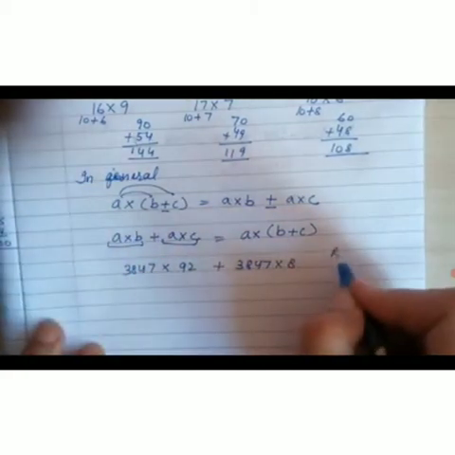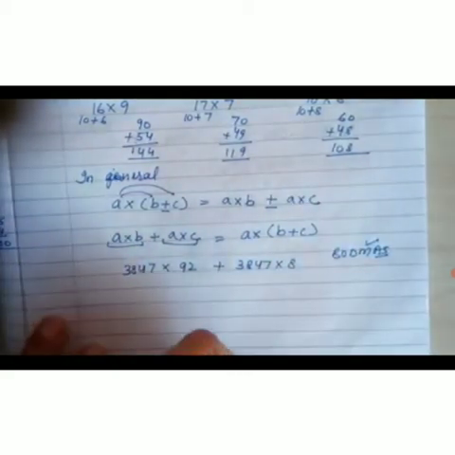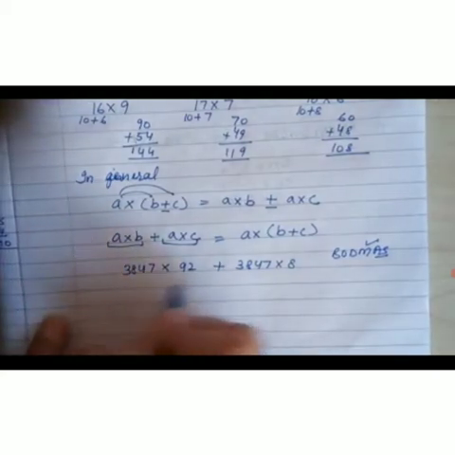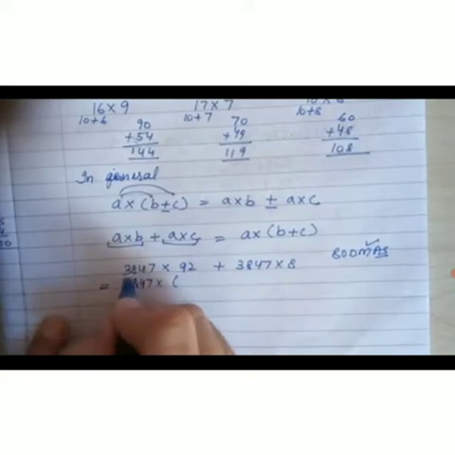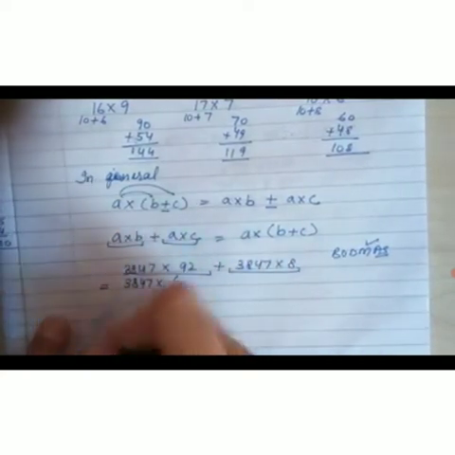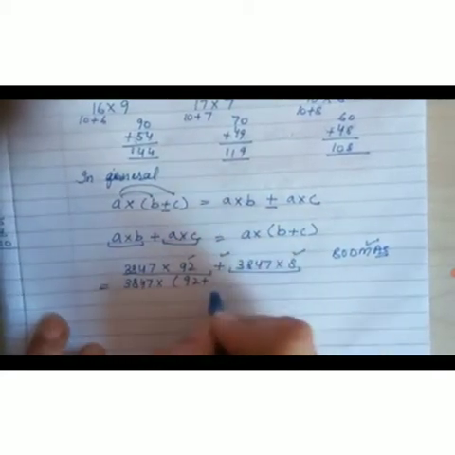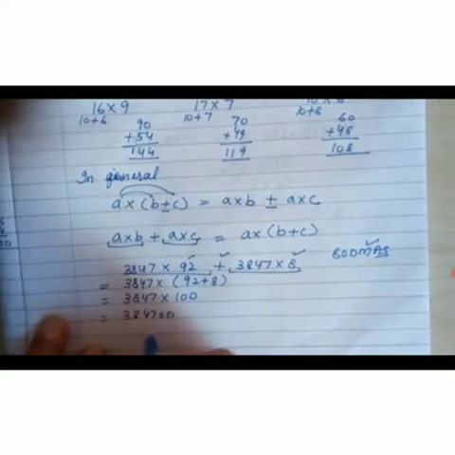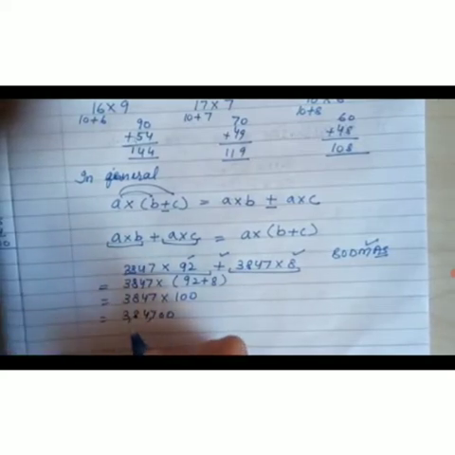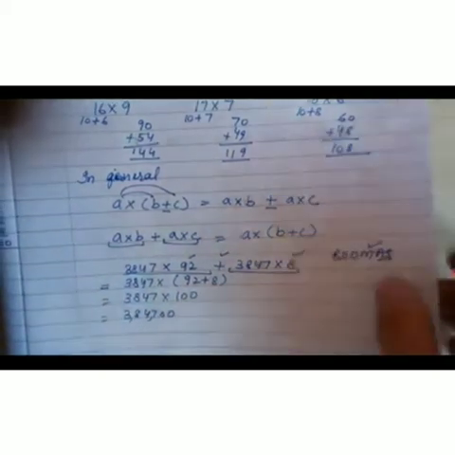Yes, correct or no? So by BODMAS rule, what do we take first? First is multiplication, then addition, then subtraction, right? So we take 3847 as common in these two terms. So what is left in the terms? 92 plus 8, right? So first we do 92 plus 8, which is 100. So 3847 into 100 is 384700, right? So this is how we can write the distributive property in general.